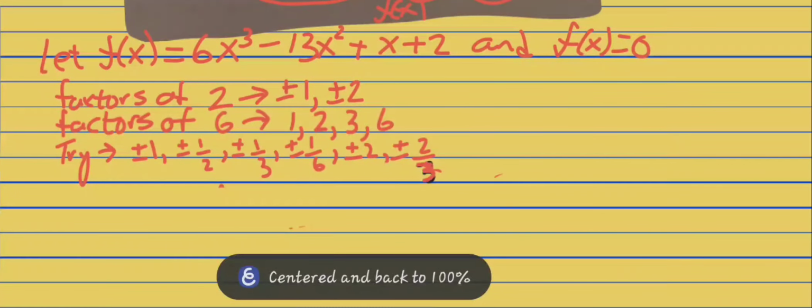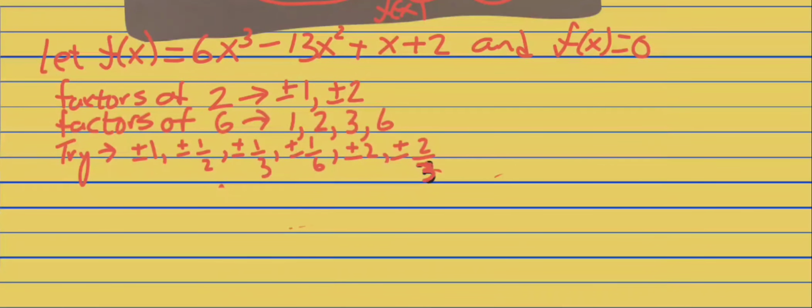Now, since we have so many values, it'd be foolish to just plug them all in. So let's narrow down what our possible factors could be. What I mean by that is, let's say I start with x equals 1 and see what happens at x equals 1.